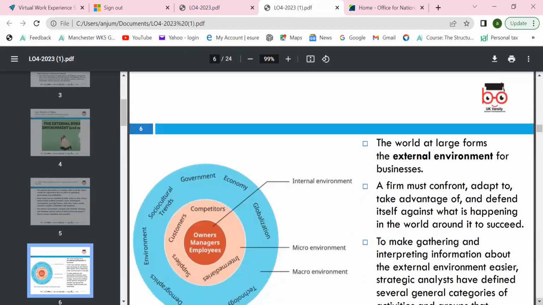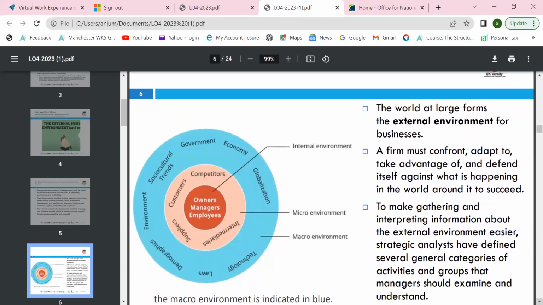So we can look at the external environment, government, globalization, all these are external. Micro is internal, within that are controllable, and here we are looking at external. The firm must confront, adapt to the advantages and define itself against what is happening in the world. Like COVID-19, what happened? COVID-19 is nothing in our control. What we have to do is adapt the operations accordingly.